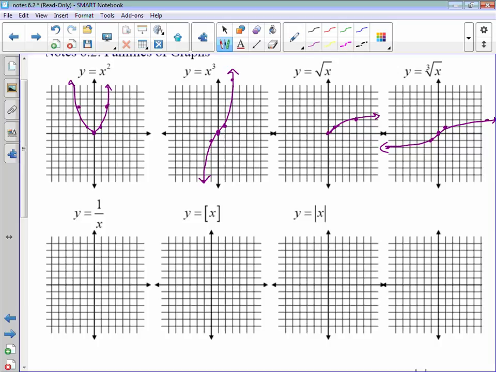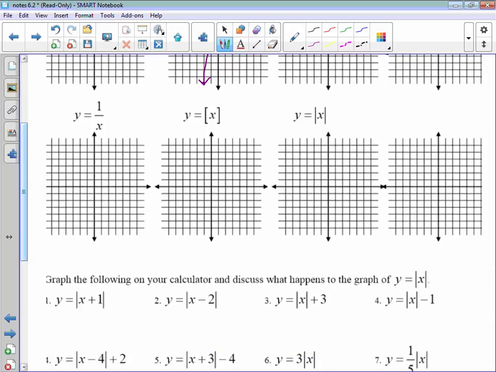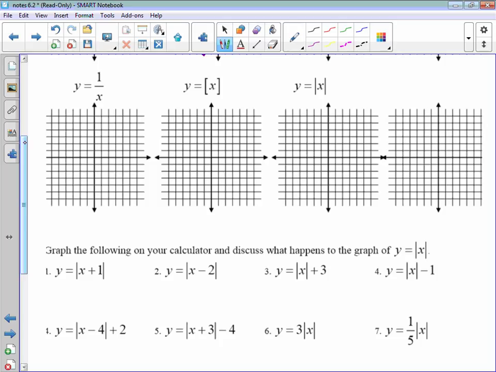Alright, we okay with the first four? Sure. Alright, let's look at the next one. Okay, so 1 over x. We said if I put 0 in, I'm going to get an asymptote, right? Okay, so I'll draw an asymptote.